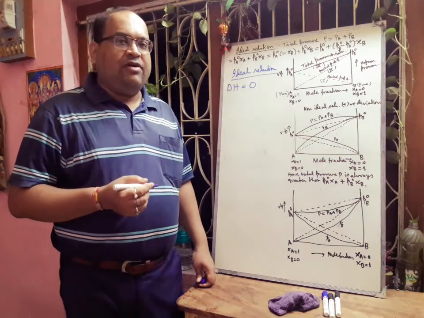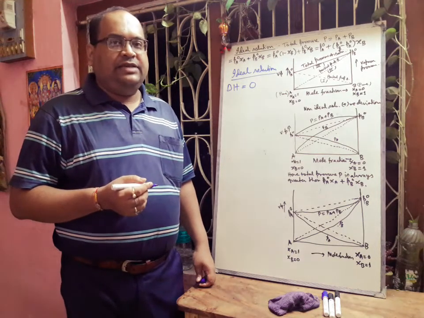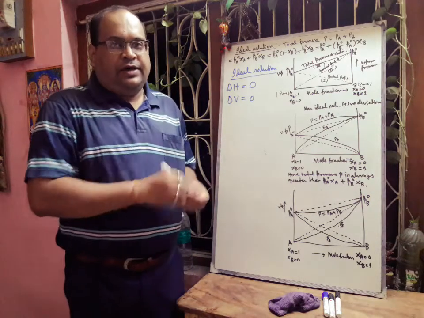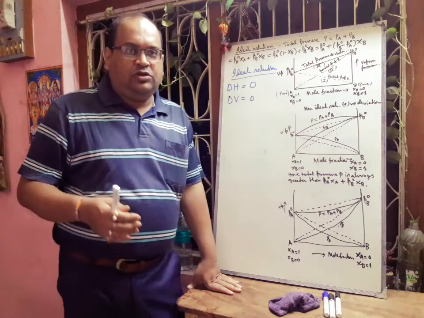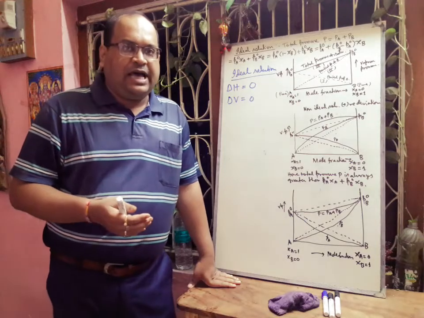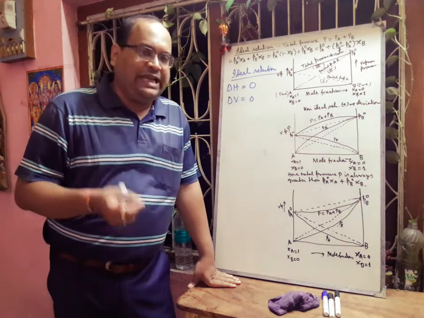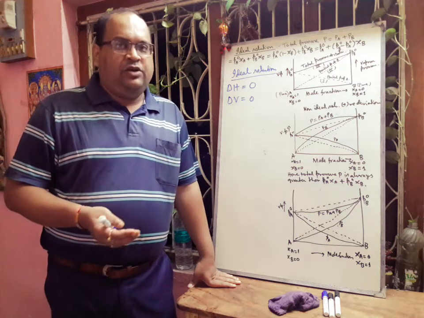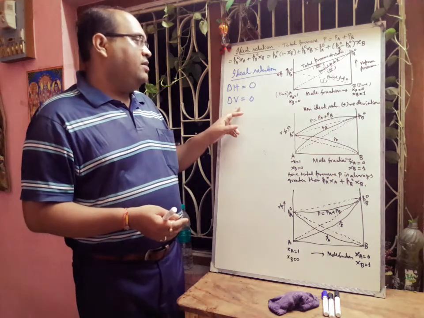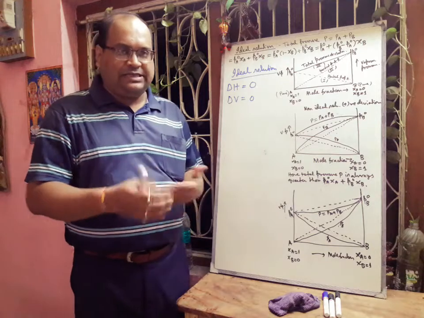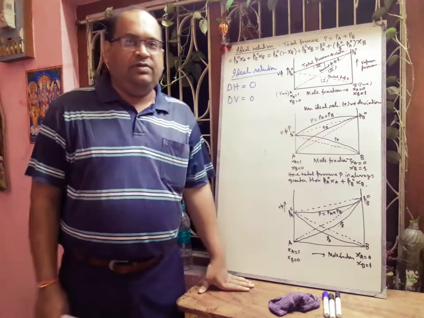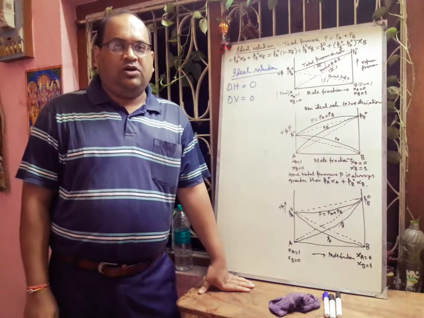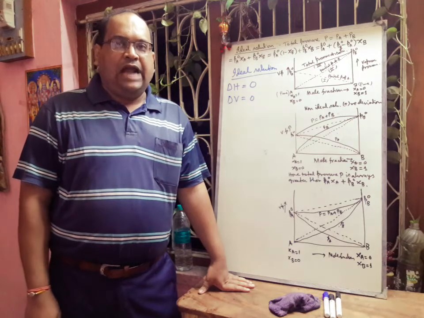And the second condition is delta V mixing should be 0. That means delta V is equal to 0. That means the total volume should be equal to the sum of the volumes of the two components. Suppose we take 10 ml water and 10 ml alcohol, then if we add these two, the total volume will be 20. So there is no change of volume, 10 plus 10 we are getting 20, so delta V mixing will also be 0. An ideal solution should obey Raoult's law at all concentrations and all temperatures.